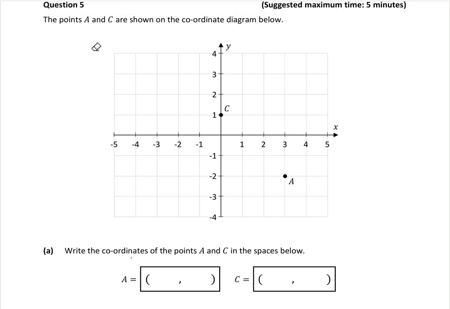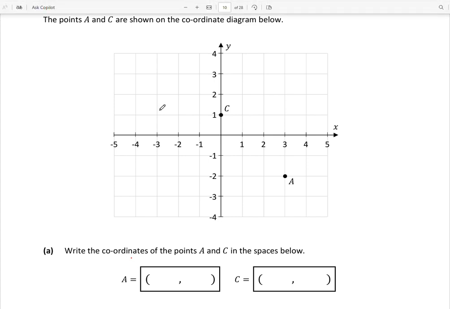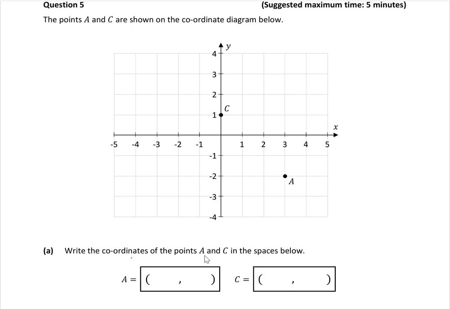Right, Junior Cert 2025 Higher Level Maths, question 3, coordinate geometry. Okay, so let's take a look. The points A and C are shown on the coordinate diagram below. They're there, A and C. Write the coordinates of A and C.